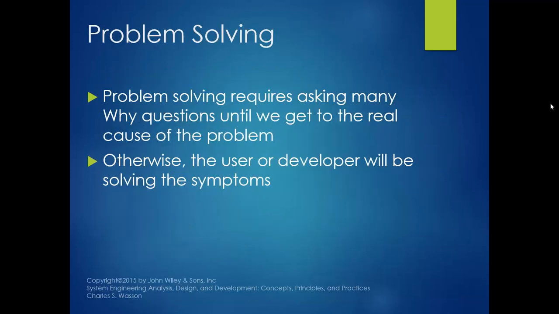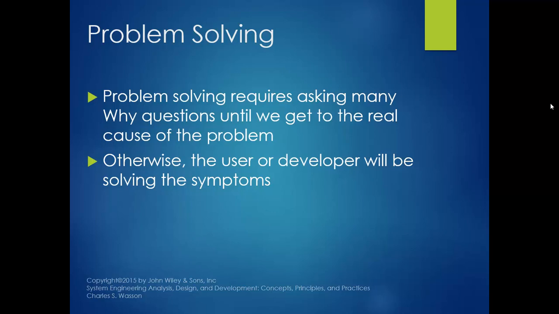To identify the root cause of the problem, many why questions should be asked. Otherwise, the user or developer will end up solving the symptoms. For example, an oil leak on the floor in a production line. If you replace the leaking gasket, that's treating the symptoms. A few weeks later, the leak is back again and the oil is on the floor. So replacing that gasket was only treating the symptoms. Deeper debugging should be done to get to the root cause of the problem.